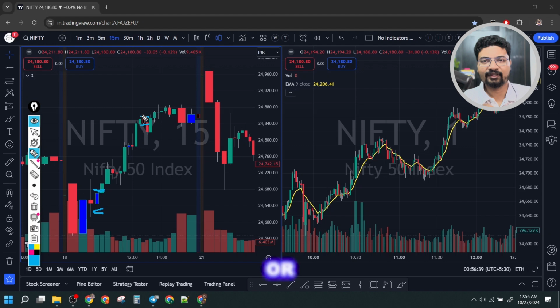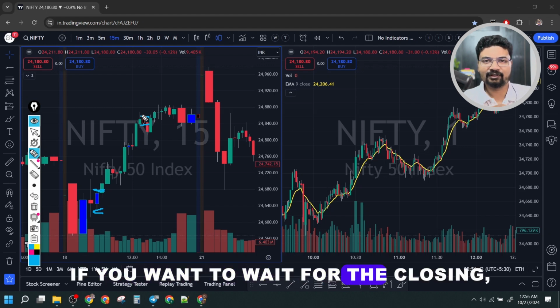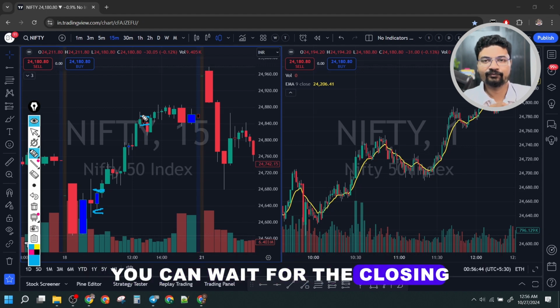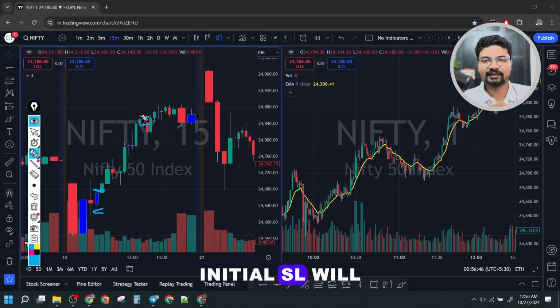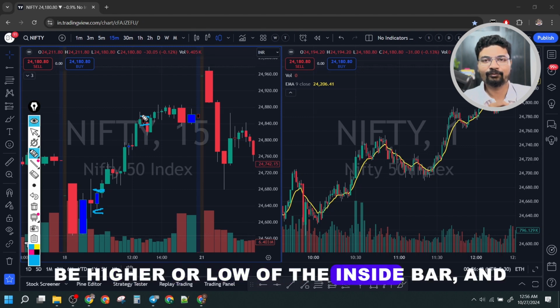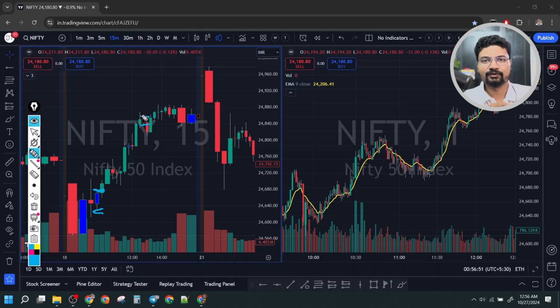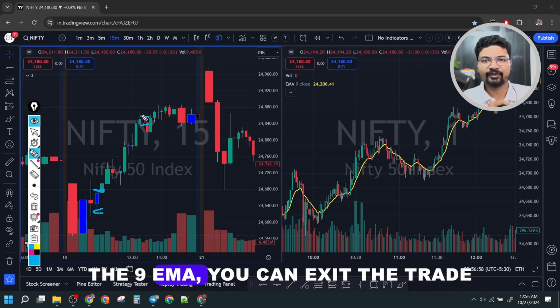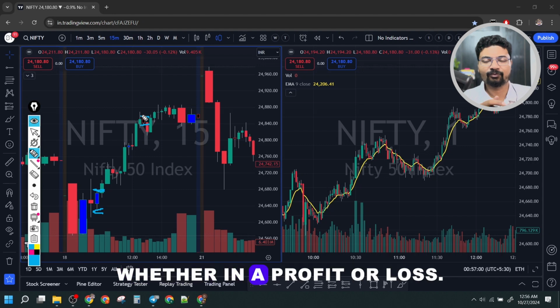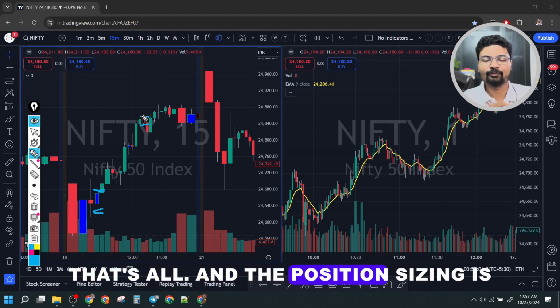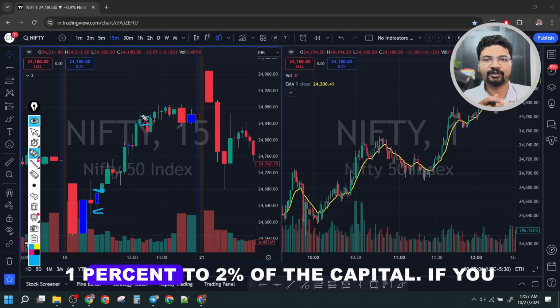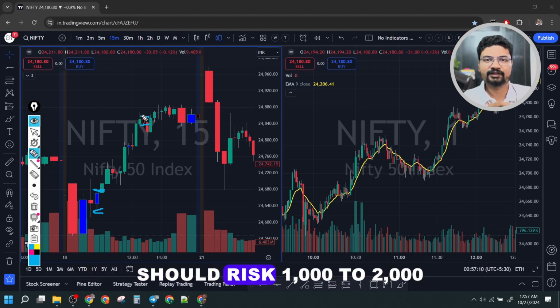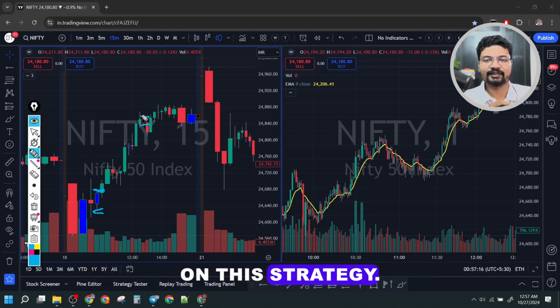Then the entry will be taken on the 1 minute time frame, either as soon as the low is broken, or if you want to wait for the closing, you can wait for the closing. The initial SL will be the high or low of the inside bar, and you can trail the SL with the 9 EMA. As soon as a 1 minute candle closes above or below the 9 EMA, you can exit the trade, whether in profit or loss. That's all. And the position sizing is 1% to 2% of the capital. If you are trading with 1 lakh capital, you should risk 1000 to 2000 on this strategy.